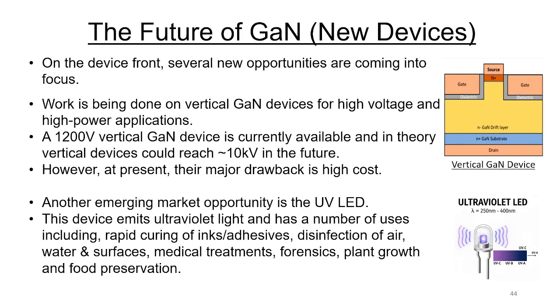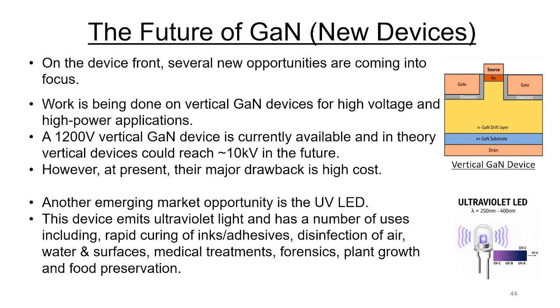So let's talk about devices. There are several new opportunities that are coming into focus for gallium nitride devices. Work is being done on vertical gallium nitride devices for high voltage and high power applications. A 1200 volt vertical gallium nitride device is currently available, and in theory, vertical devices could reach as high as 10 kilovolts in the future. However, at present, their major drawback is very high cost.